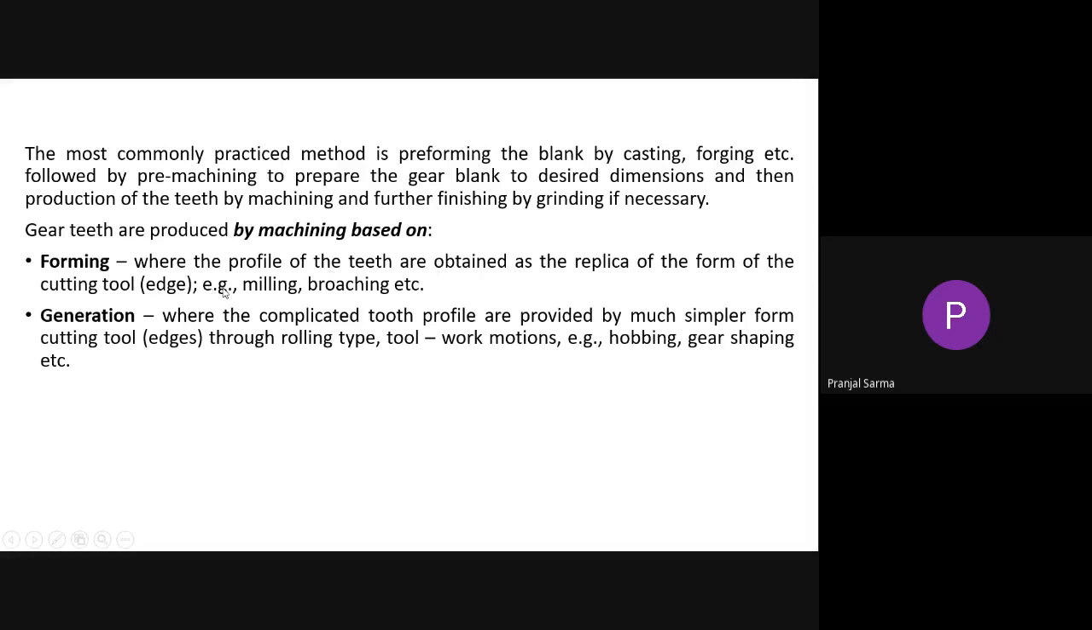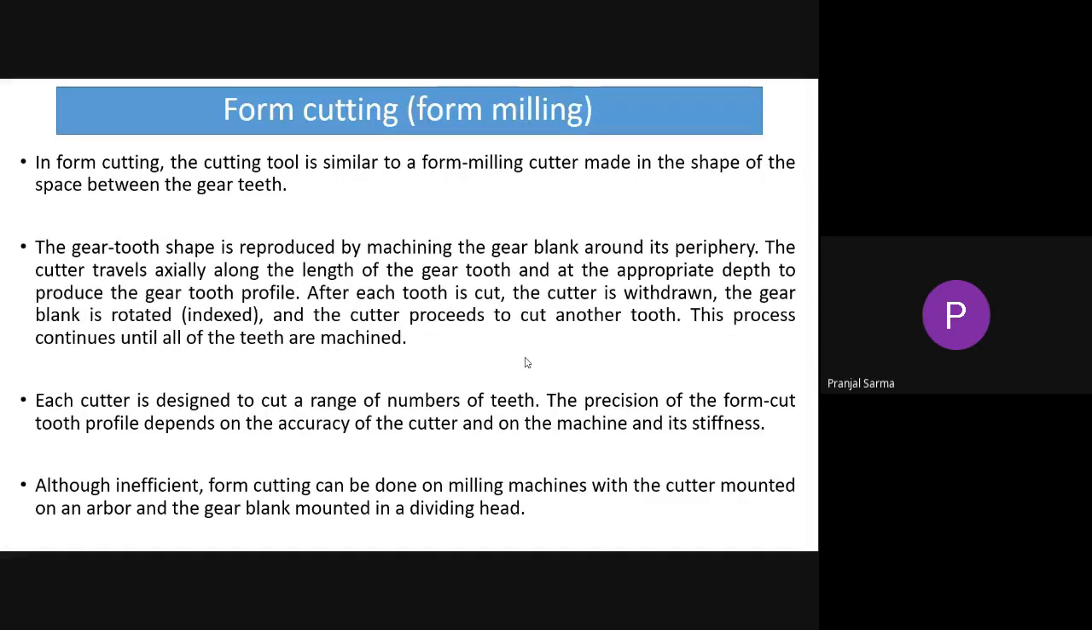But why is the word forming used? Because we use a form cutting tool. What is the meaning of a form cutting tool? Form cutting tools are cutting tools given a particular required shape, which somewhat resembles the final shape that we are obtaining. So that's basically about form.